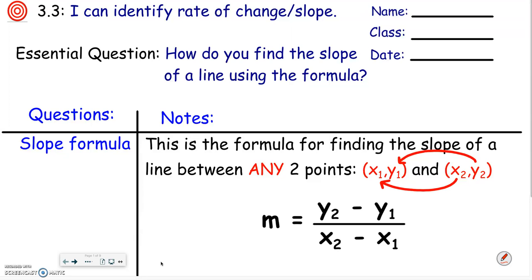Remember that we said the slope is rise over run, or the change in y over the change in x. So you can see in the formula that we're subtracting the y coordinates to find the change in y and subtracting the x coordinates to find the change in x.